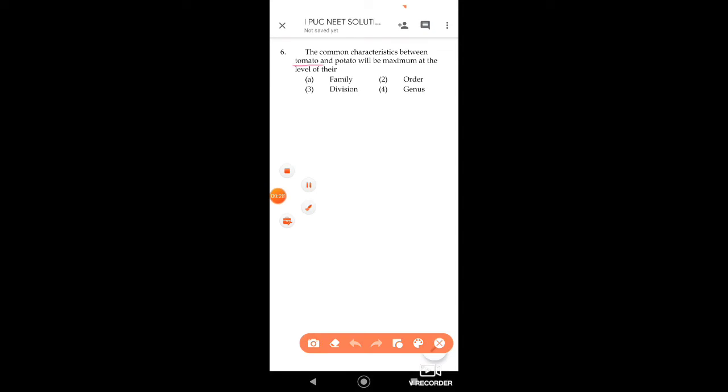Sixth question we have is, the common characteristics between tomato and potato will be maximum at the level of their, okay, so family, order, division and genus are the 4 options which are given. Okay, where their common characteristics will be maximum. Let me tell you that both tomato and potato belong to the same family. They are from the same family.